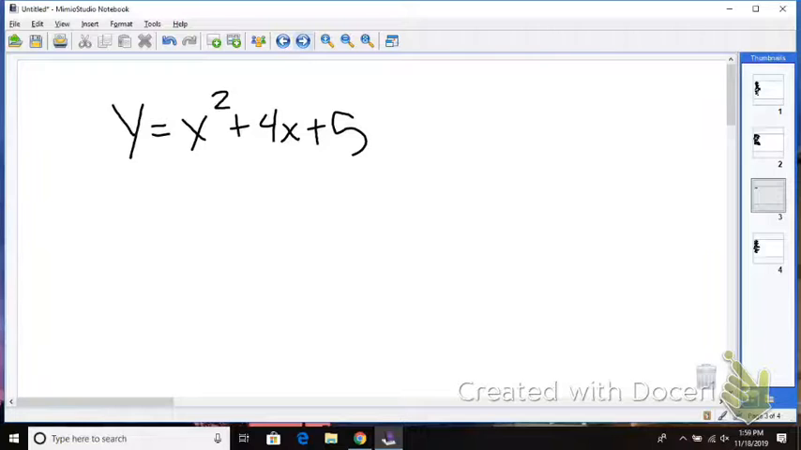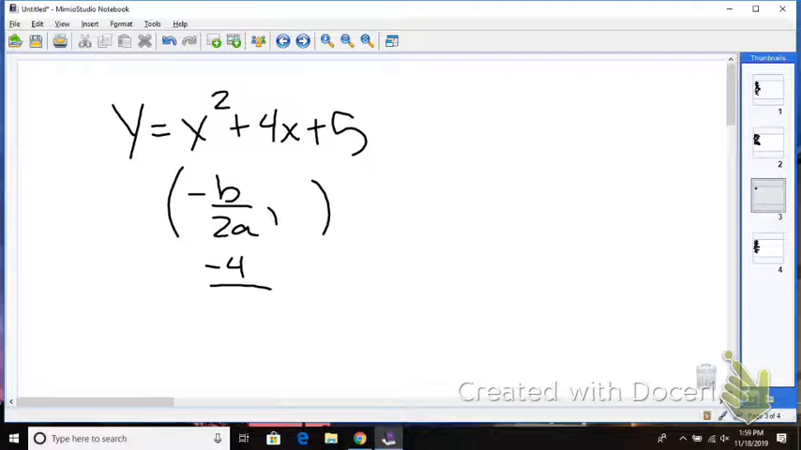Show you that the vertices are the same with whatever method you choose. So we did negative b over 2a. What would negative b be? Negative 4. And what is 2 times a? 2. So my x value of my vertex is negative 2.